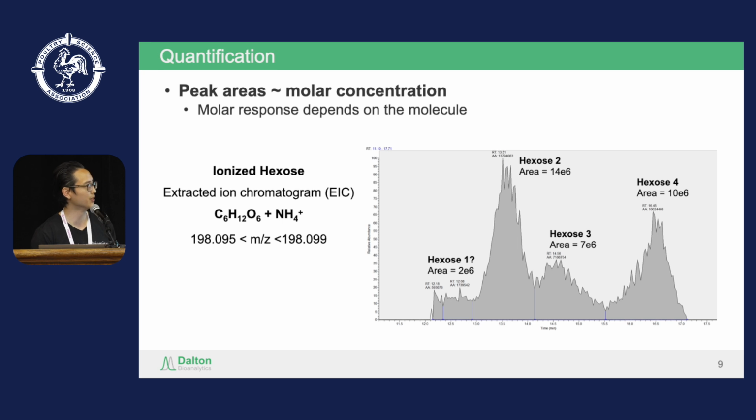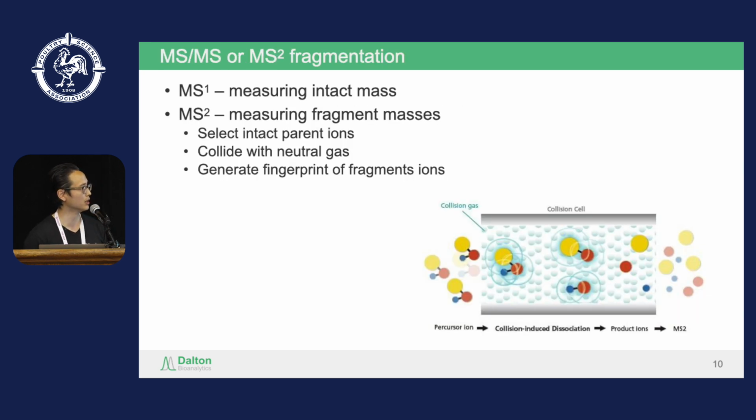The problem is these are all the same mass, right? You don't know which one's glucose, which one's another hexose, and actually it's not even clear if these are actually hexoses. They just share the same intact mass. So what do we do for identification?